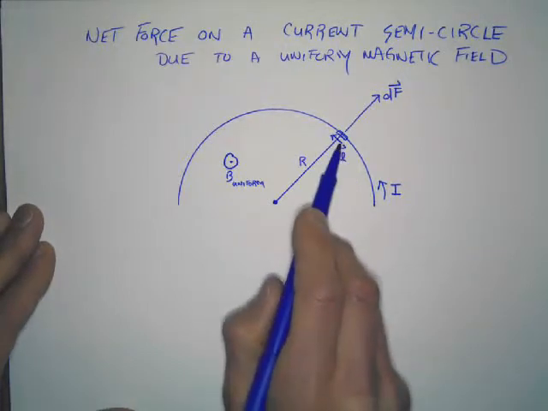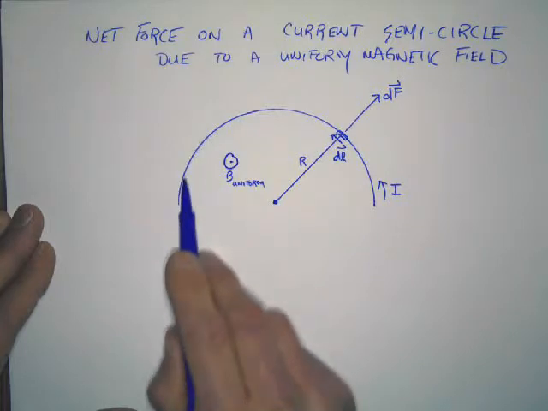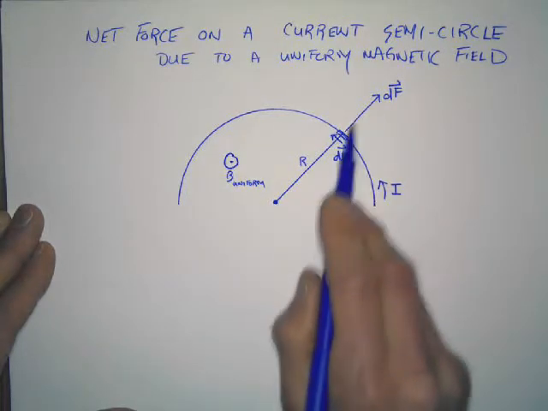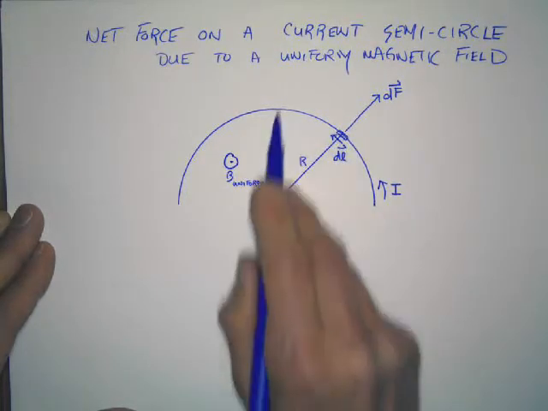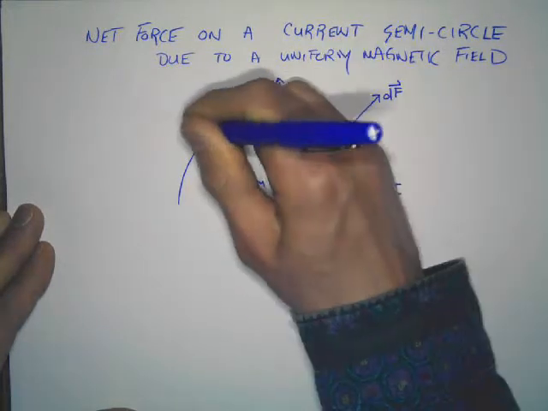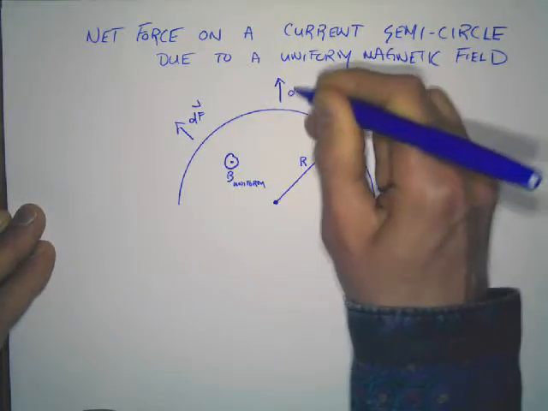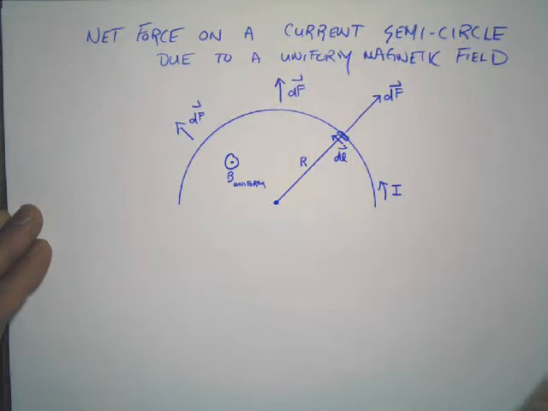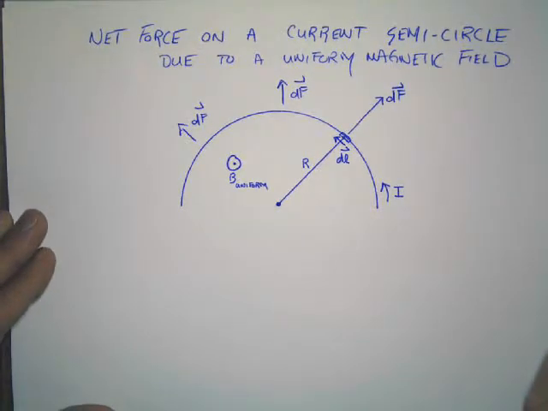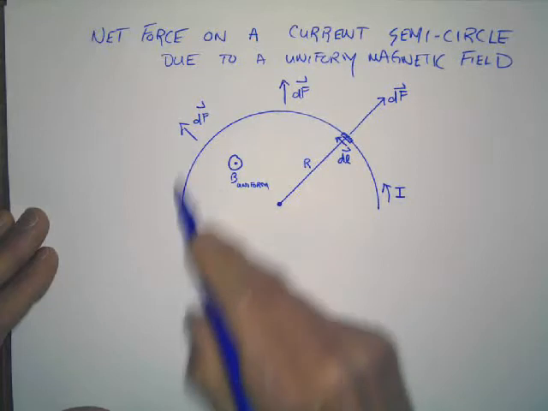I hope that you can agree that as we go around to different points on this arc, the force that we get for each piece is going to be pointing basically away from the center of the circle. In other words, all those forces are going to be radial, directed from the center of the circle away from that.